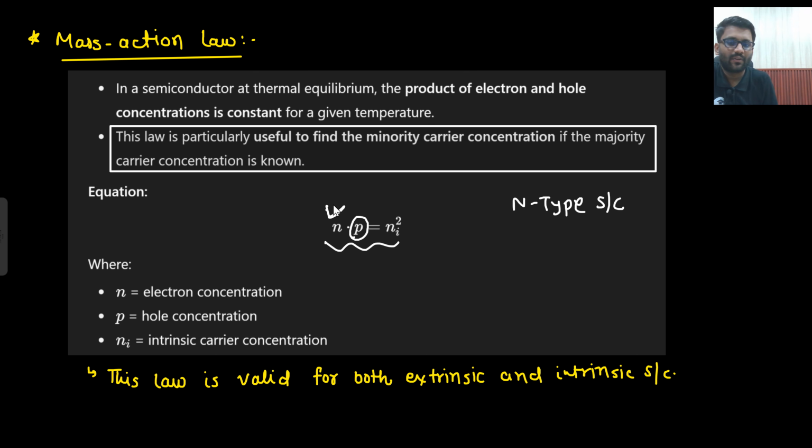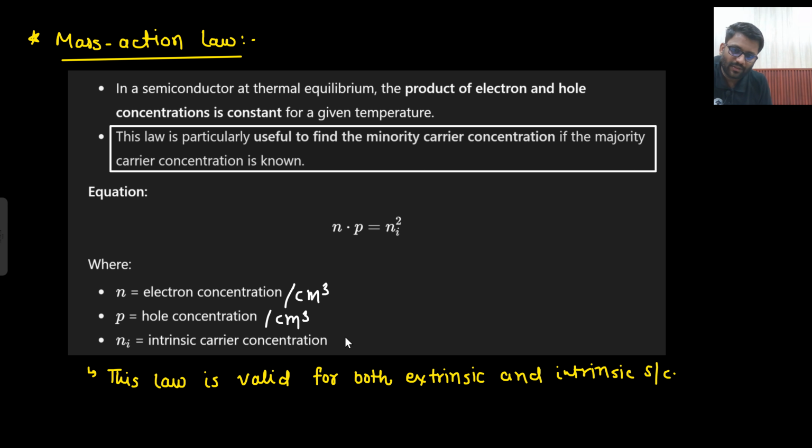Basically, somehow I will find the number of electrons in my n-type semiconductor first, and then I will use n into p is equal to ni square. The number of electrons I will already know, so I can find the minority charge carriers. So this law is particularly useful to find the minority carrier concentration if the majority carrier concentration is already known. Here n is the electron concentration per centimeter cube, and this is also per centimeter cube. This law is valid for both intrinsic and extrinsic semiconductors.